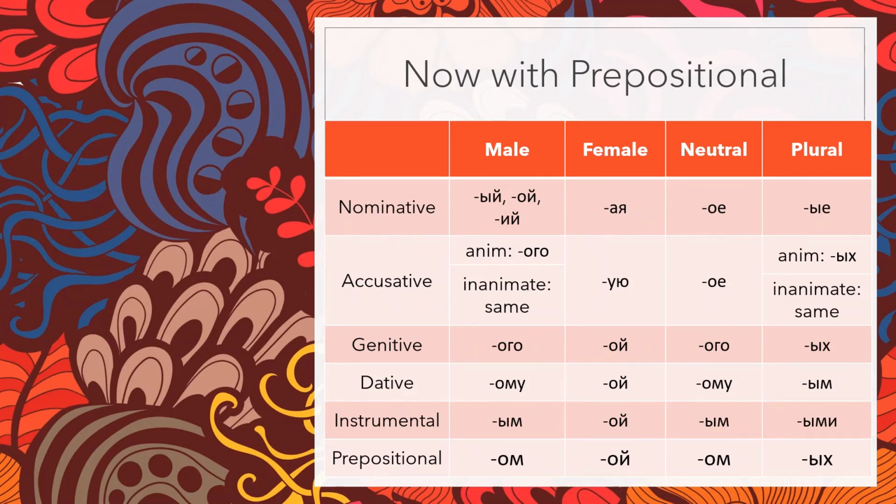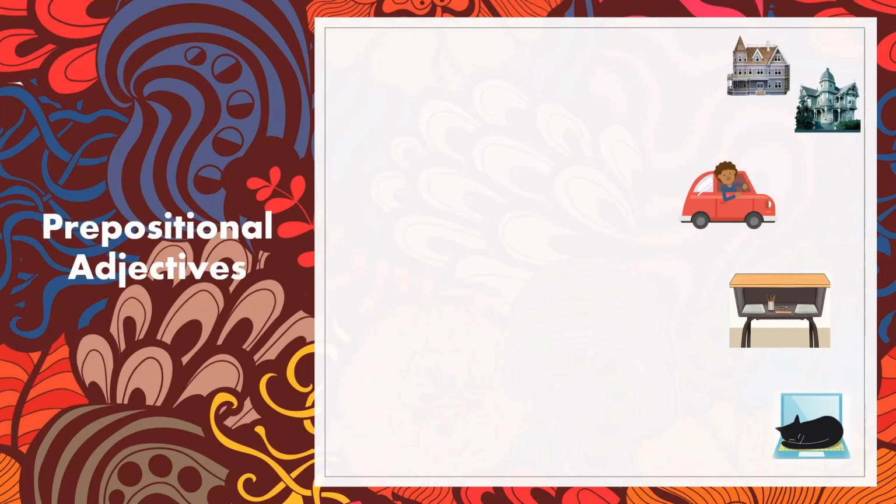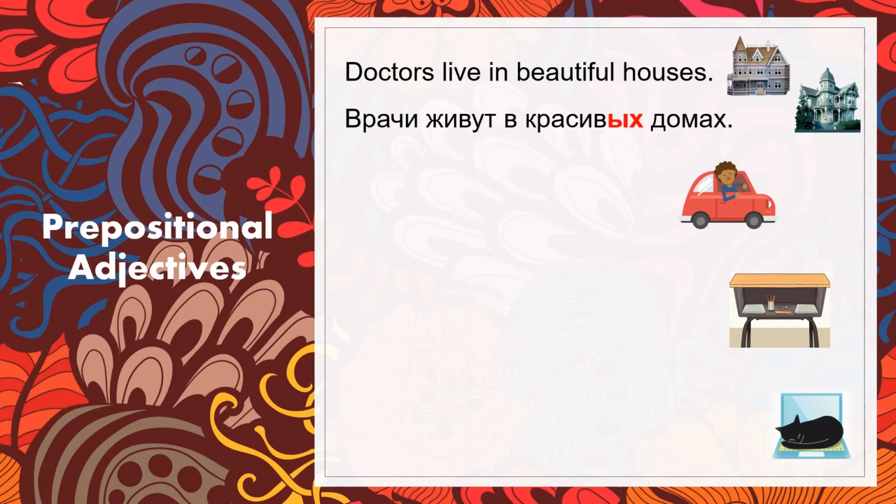So let's look at some examples. Prepositional adjectives. So remember, this is following prepositions like inside of, on top of, or about. Okay, so our first example. Doctors live in beautiful houses. In is the preposition, so beautiful houses will be in this prepositional case. How would you say it? Врачи живут в красивых домах.